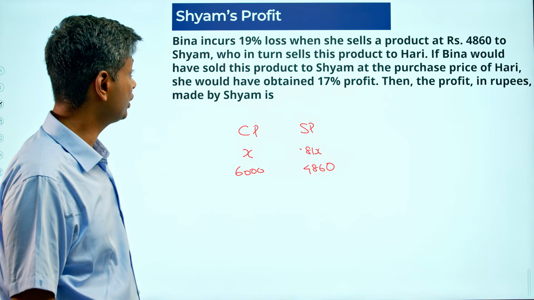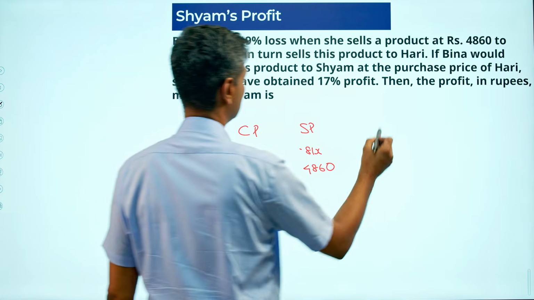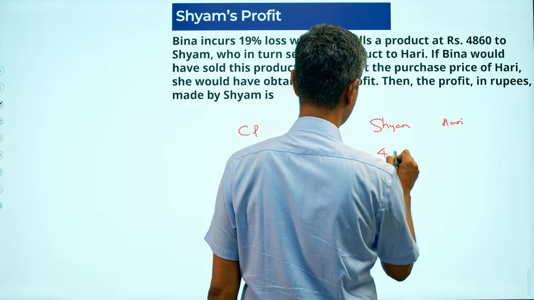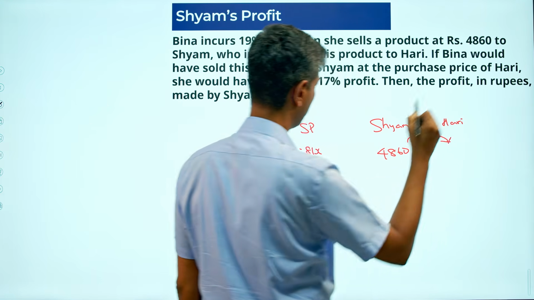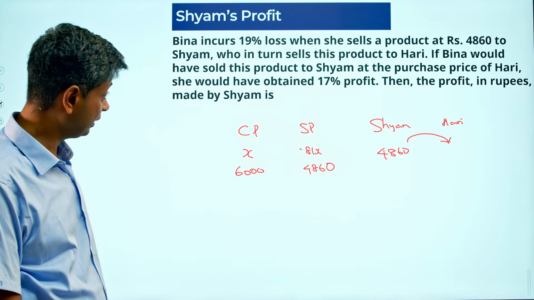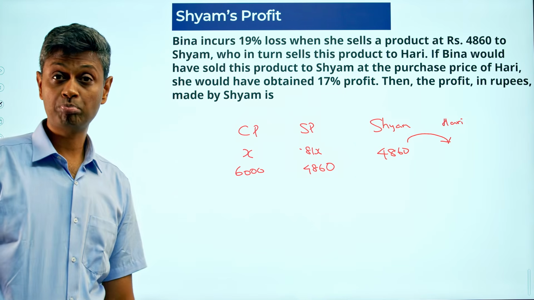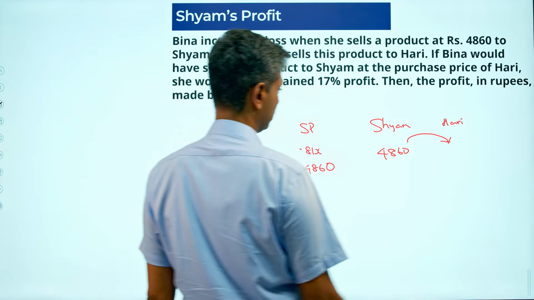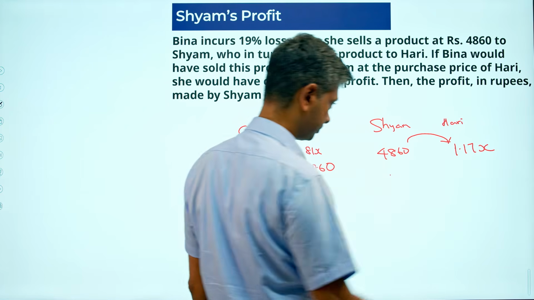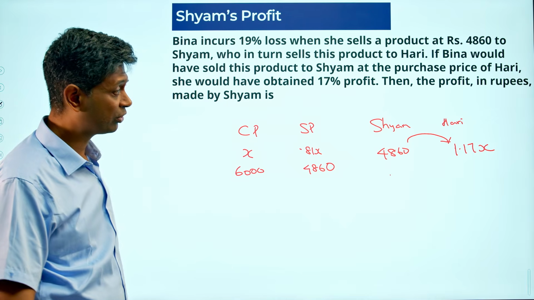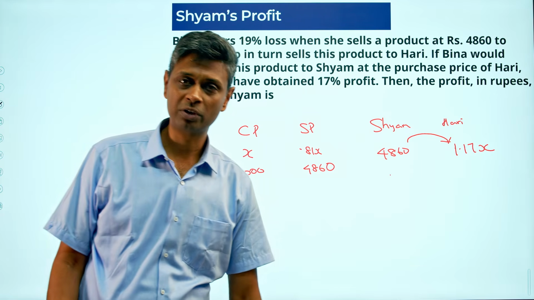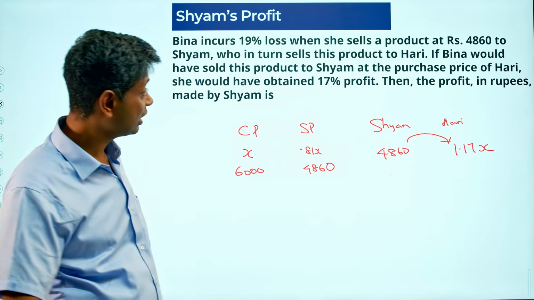To Shyam, who in turn sells this product to Hari. So Shyam sells to Hari. Shyam buys at 4860 and sells at some other point. If Bina would have sold this product to Shyam at the purchase price of Hari, she would have obtained a 17% profit. Purchase price of Hari should be 1.17x. If she had sold it to Shyam at the purchase price of Hari, whatever price Shyam sells it at, she would have made a 17% profit.